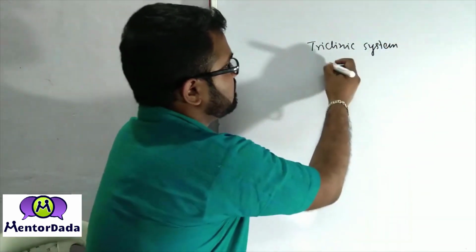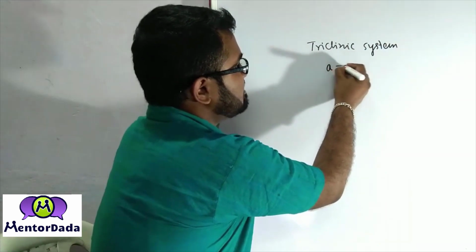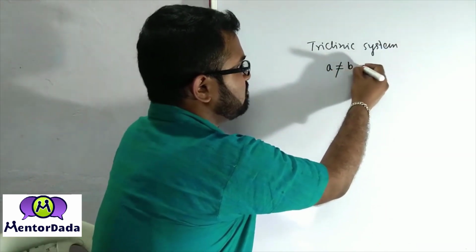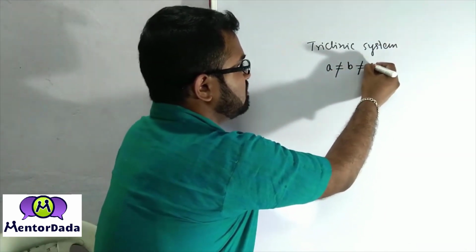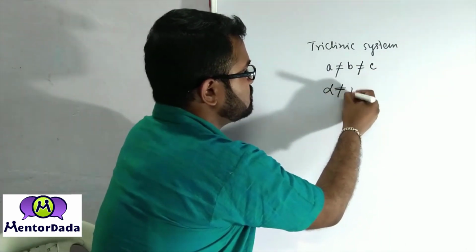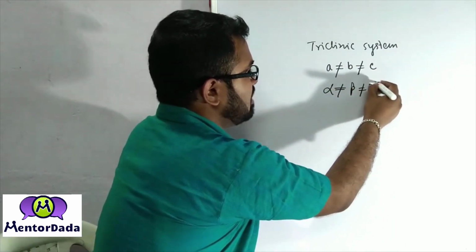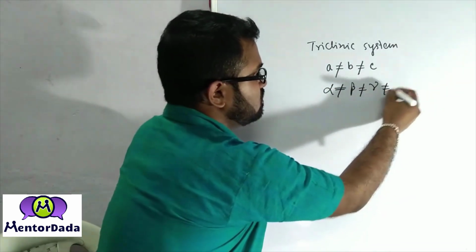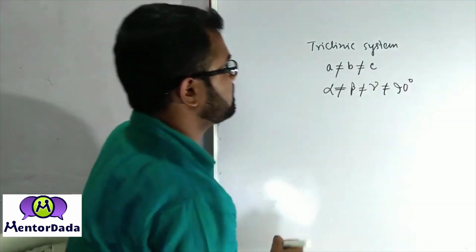In case of triclinic system, length of A axis is not equal to length of B, not equal to length of C axis, and alpha angle is not equal to beta, not equal to gamma, not equal to 90 degrees.